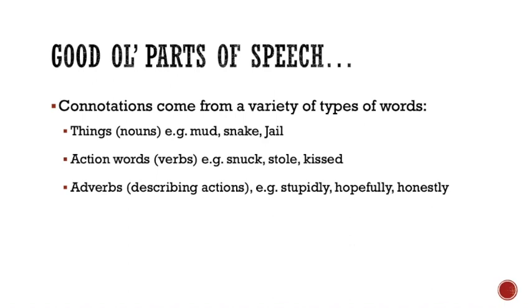We can also include connotation through our action words or through our verbs. For example, snuck, stole, kissed. All of those words have got connotations attached to them as well. So instead of saying you came over to my house, I might say you snuck into my house. Instead of saying you borrowed my ruler, I might say you stole my ruler. Same action took place, but the different words have got different connotations to them.